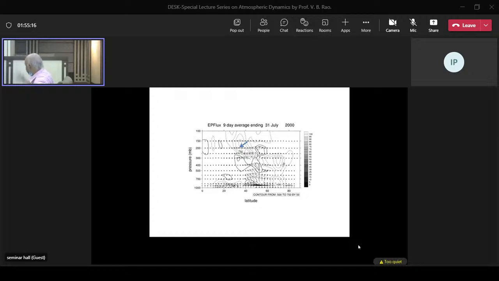And now, another complicated word. These vectors represent what's called Rossby wave radiation. Rossby wave radiation means if there is a source at the surface, it forces the Rossby wave. And these Rossby waves propagate, is it not, in the vertical and meridional. Vertical and meridional. And the energy gives the Rossby wave radiation.